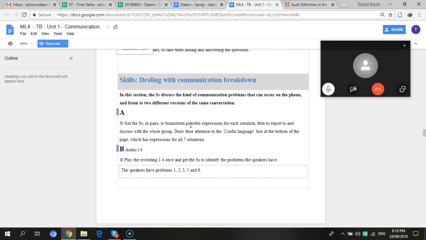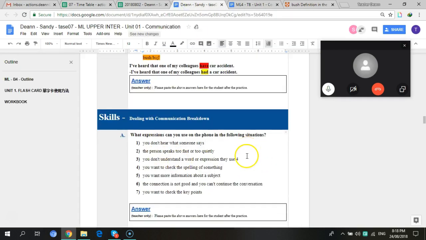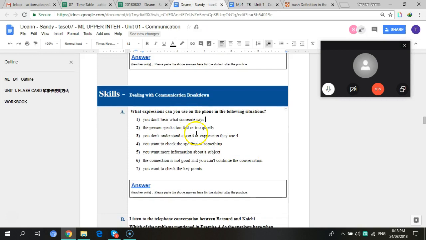Okay, so this time, let us see what are the words that we can say when we have situations like this. So first, when you do not hear what someone says, what do you usually say? Could you speak up? Okay, so you can say, can you speak up, or can you, let me put that one.